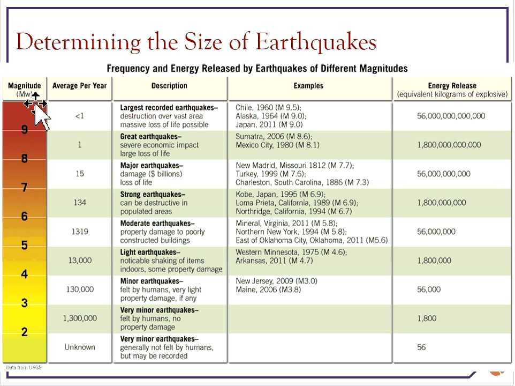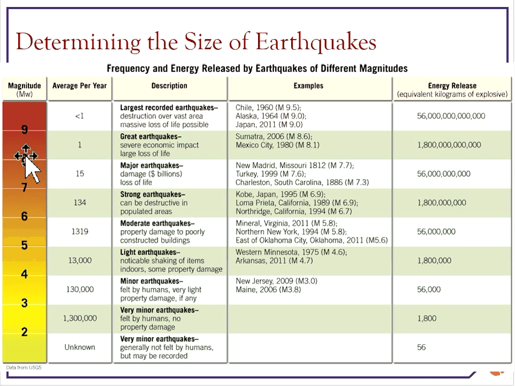Here you see a table showing the frequency and energy released by earthquakes of different magnitudes. Around magnitude MW 9, we average less than 1 earthquake per year. These are the largest ones that we could record, and there are 3 examples of these from Chile, Alaska, and Japan. The closest one was from Japan in 2011. Here you see the energy release in equivalent kilograms of explosives. When we go down along the magnitude scale, this energy release decreases by 32-fold.